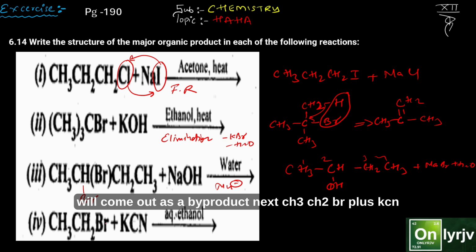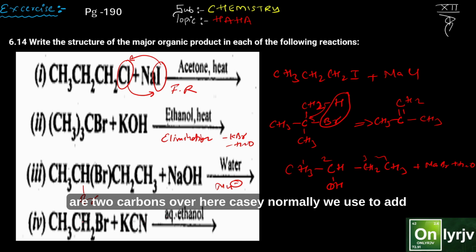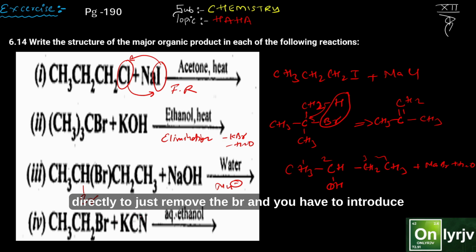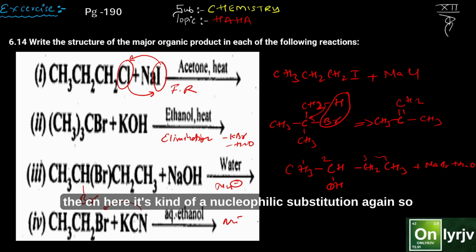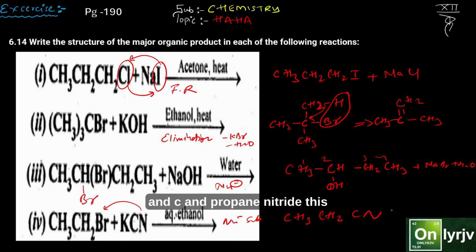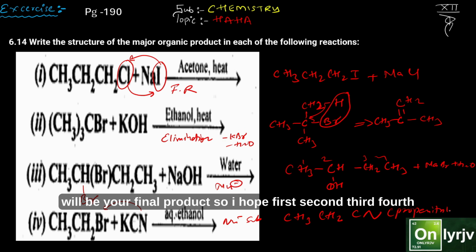Next, CH3CH2Br plus KCN in aqueous ethanol. By seeing it, again you can see there are 2 carbons over here. KCN we normally use to add a carbon, and after that they are not doing anything. So again you just have to remove the Br and introduce the CN here. It's a nucleophilic substitution again. So CH3CH2CN, propanenitrile, will be your final product.